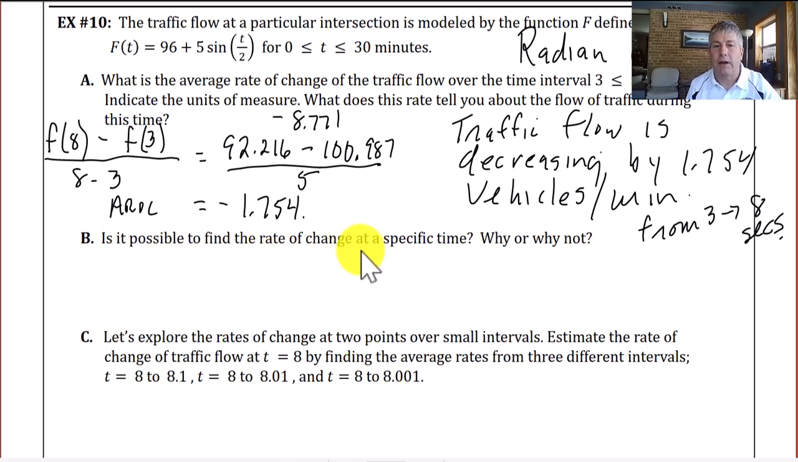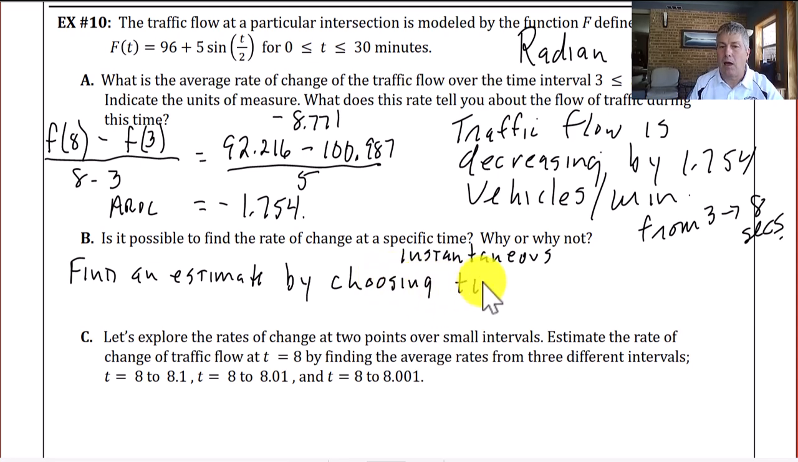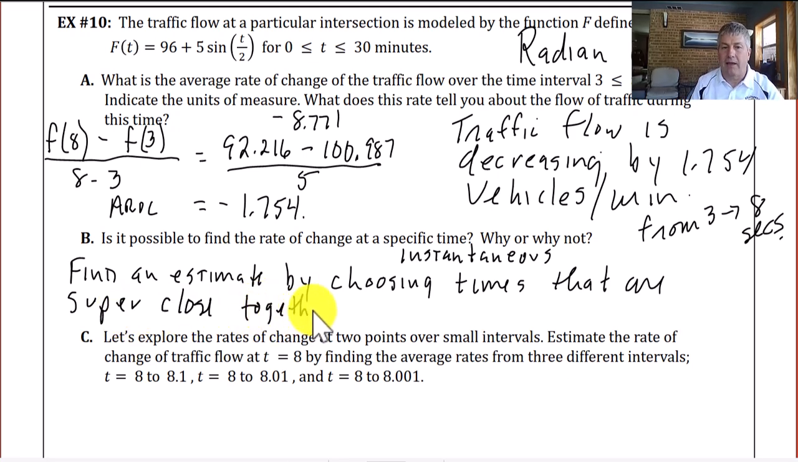Is it possible to find the rate of change at a specific time? Why or why not? Well, in order to find a specific time, that would be the instantaneous rate of change. And we don't have the tools to do that right now. We could find an estimate by choosing times that are super close together, like 3 seconds and 3.1 seconds, and calculating the average rate of change, and that would give us an estimate. Okay, so that would be one of the possibilities.